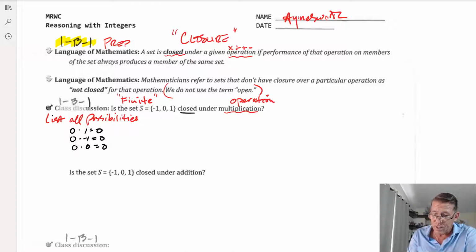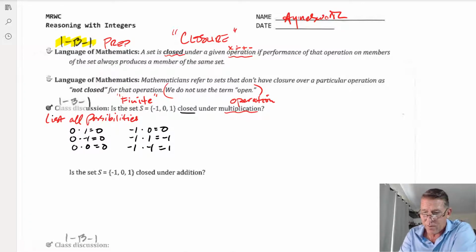And then I take negative 1 and I do the same thing. So negative 1 times 0 is 0. Negative 1 times 1 is equal to negative 1, and that's in the set. And then negative 1 times itself, well, that's just 1, and that's in the set. So far, the results, which I'm going to highlight here, anytime we multiply two numbers in the set, we get a result that's in the set.